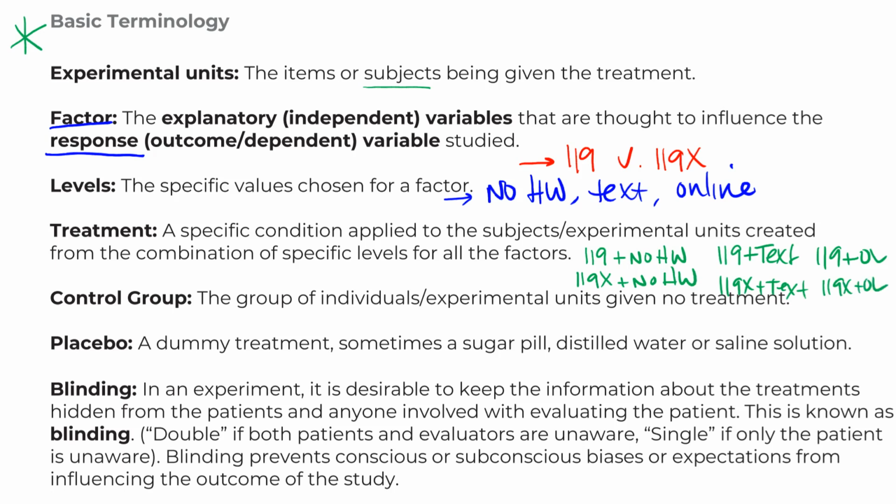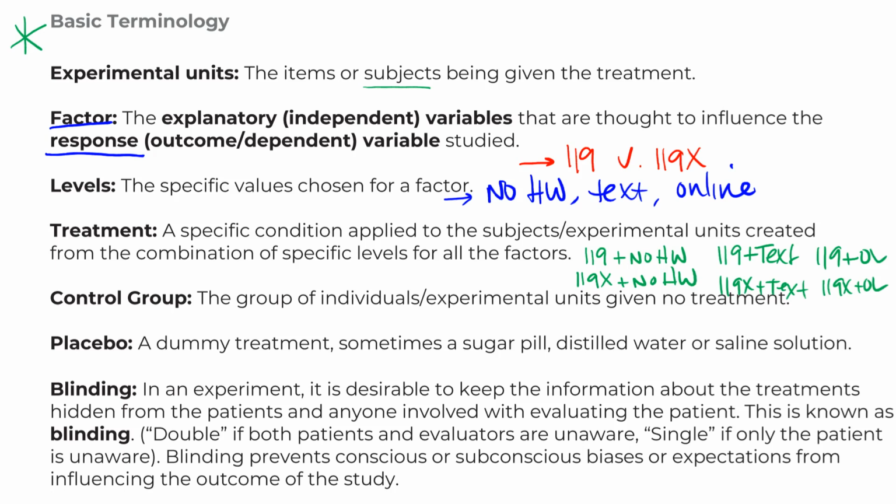So we'd have 6 different treatments that students could be assigned to, right? So that's our definition of a treatment, it's the combination of the factors. If there's one factor, it's literally just the levels. Control group, this is the people who are given no treatment.